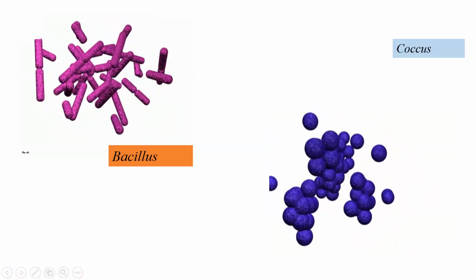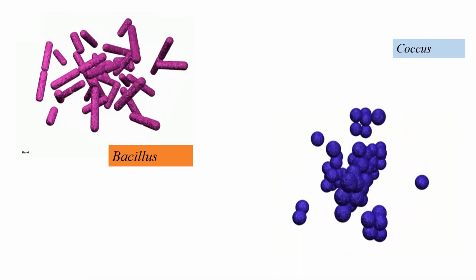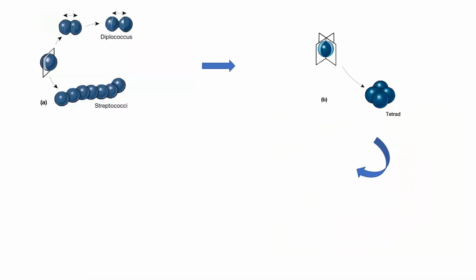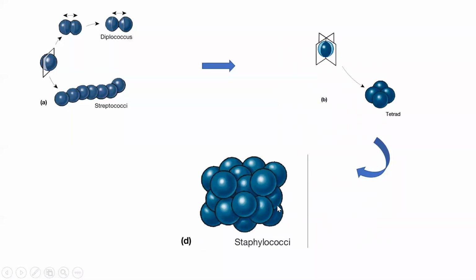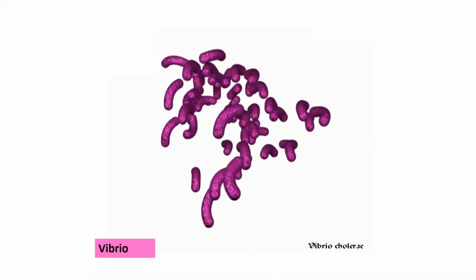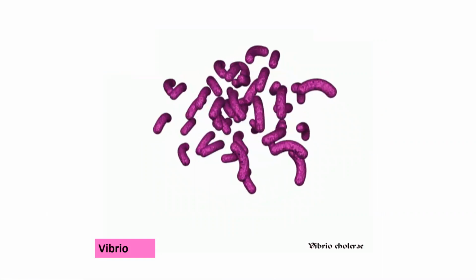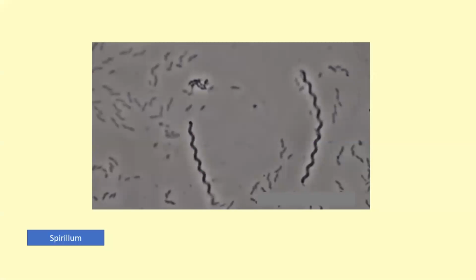So here we can see some bacillus and coccus. If the coccus remain in chain, they form streptococcus, and if they remain in cluster, they form staphylococcus. Here we can see the cells of Vibrio cholerae and the cells of spirillum.